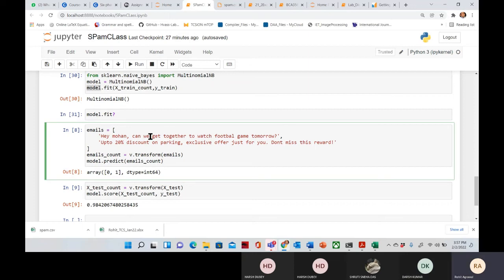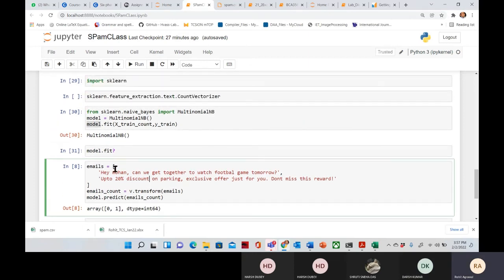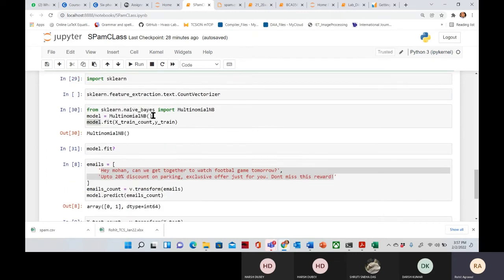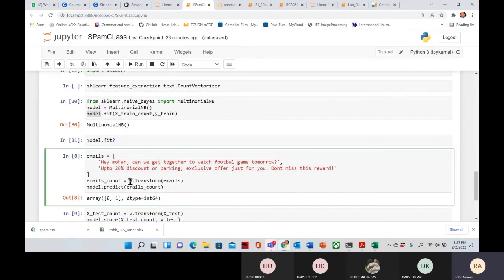So for what we need to do with this data, we need to transform this data first. How? Using this v.fit_transform. We will use this v, and only the transform is also there. So v.transform(email). Clear? So now our email is transformed.